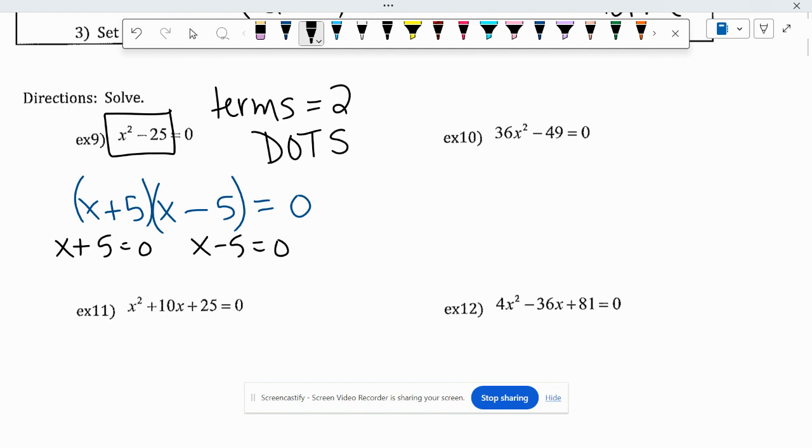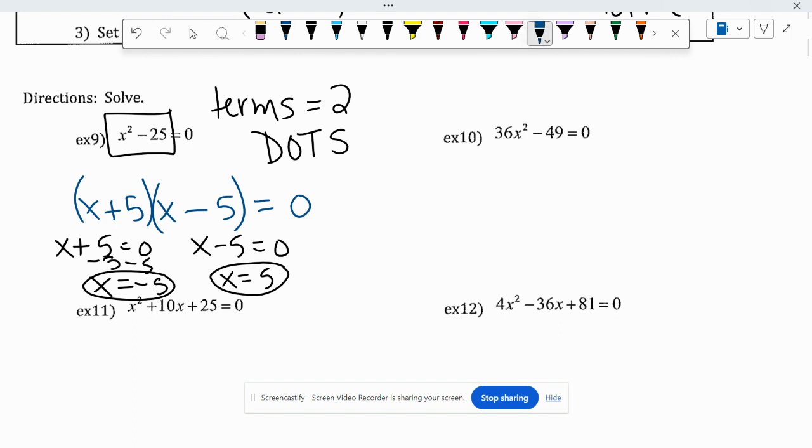So if x plus 5 equals 0, what is x? Subtract 5 from both sides and you find out that it's negative 5. If x plus 5 equals 0, guys, open your eyes. Come on, you're getting sleepy on me. X equals positive 5. These are your 2 solutions. They're opposite of the factor. The root or the solution is opposite of the factor.